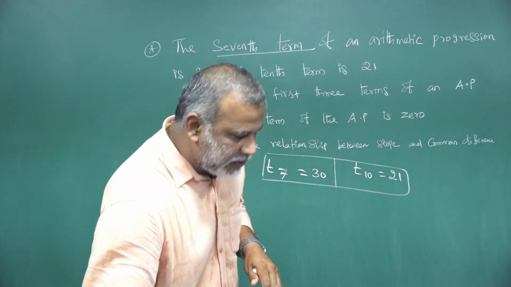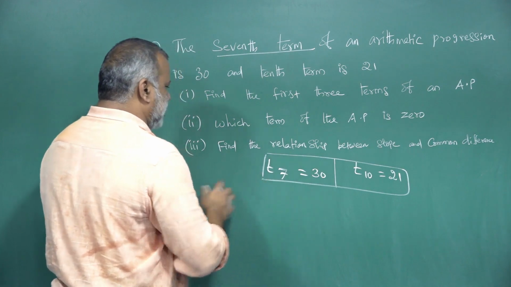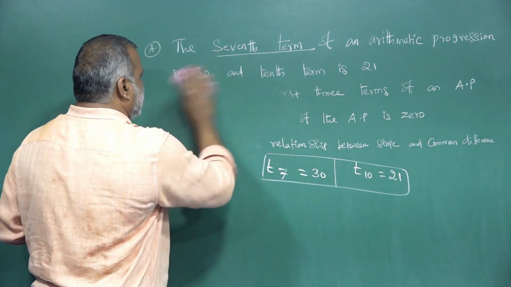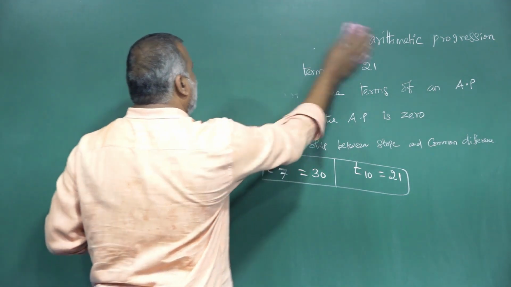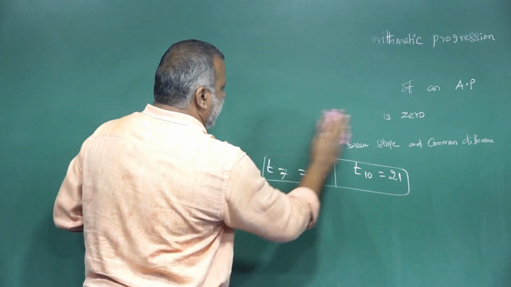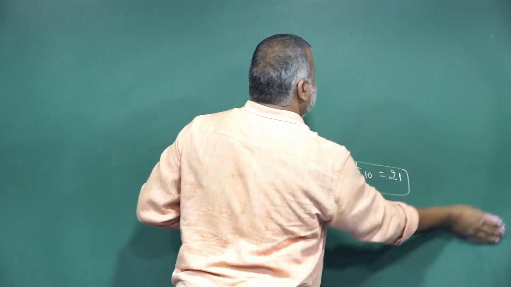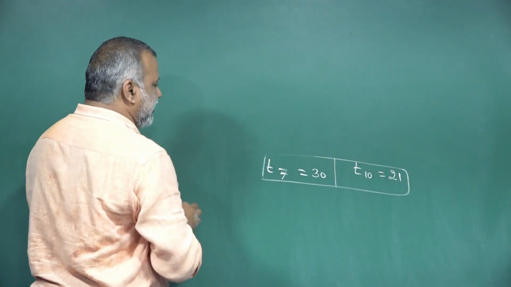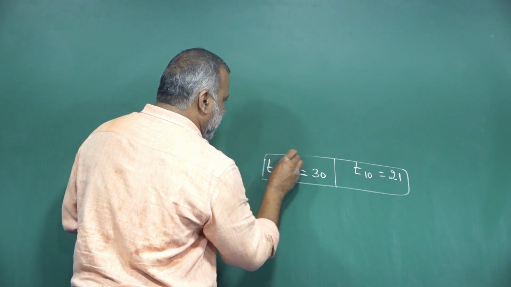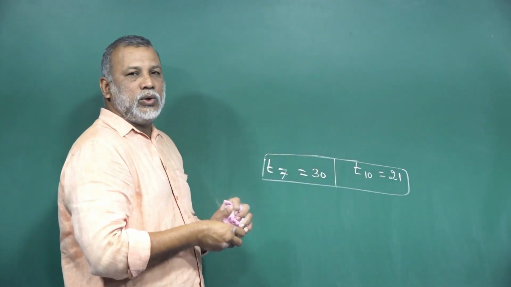Now read the question carefully. Take down the data. These are the two data given. So, with the help of the coordinate axis system, I have to relate the given two data. See the given two data. T7 equal to 30. Another one, T10 equal to 21.